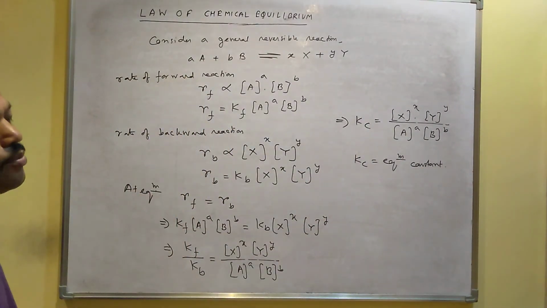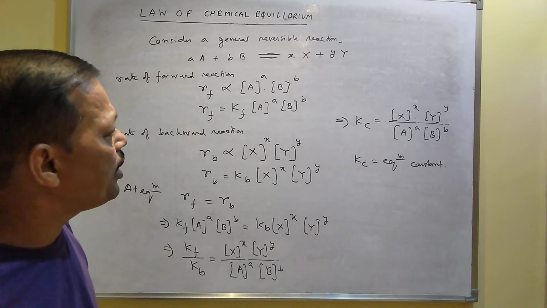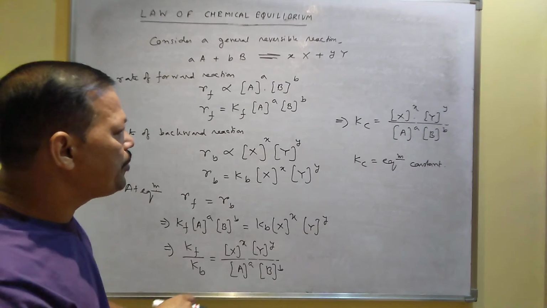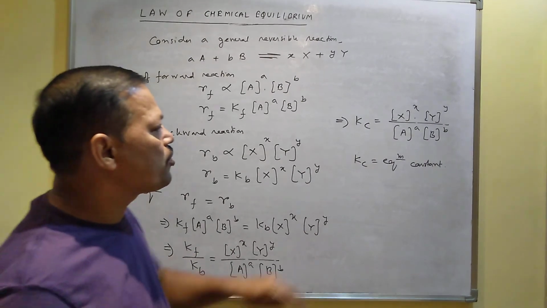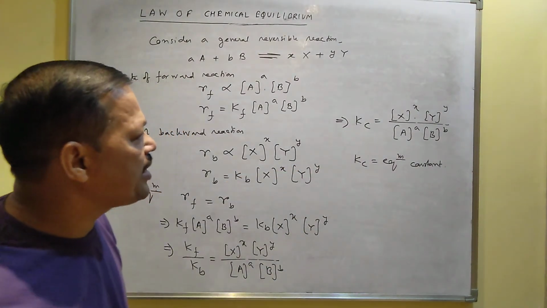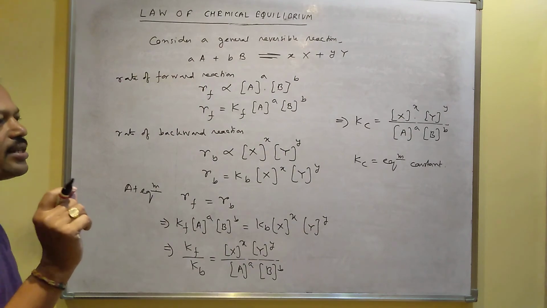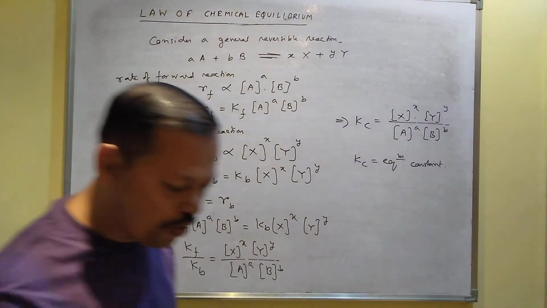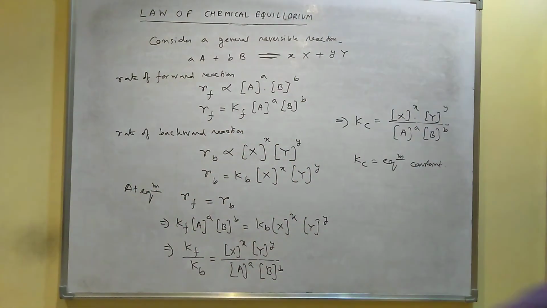So this equilibrium constant Kc is very important. When a reaction is at equilibrium, you can apply the Kc for the reaction, and when you represent the Kc for the reaction, it is the multiplication of the concentrations of products divided by the multiplication of the concentrations of reactants, each raised to the power equal to its stoichiometric coefficient.